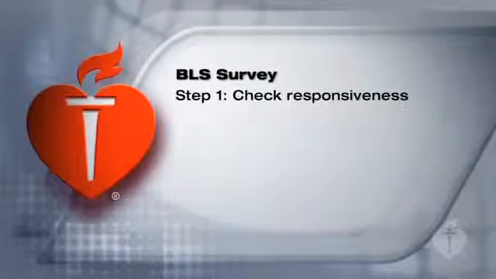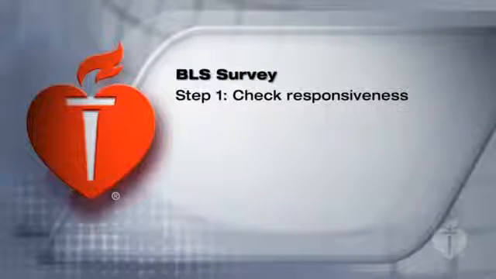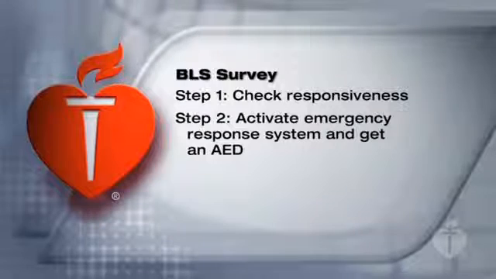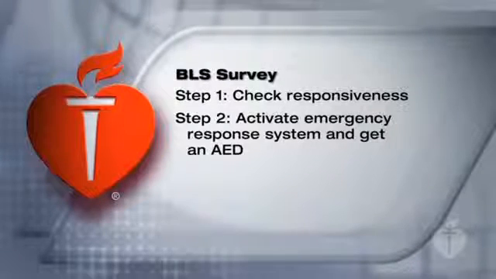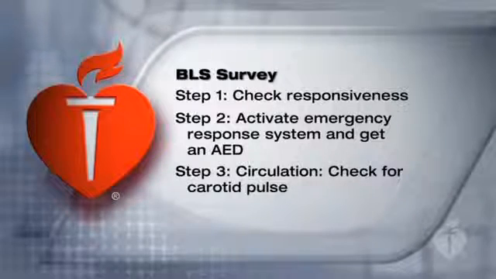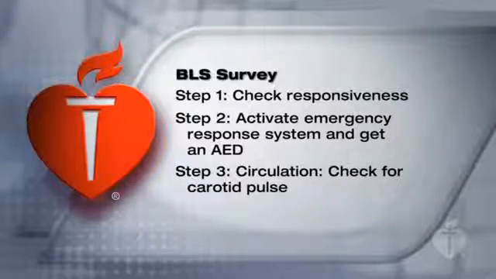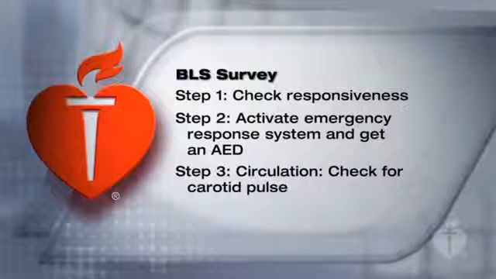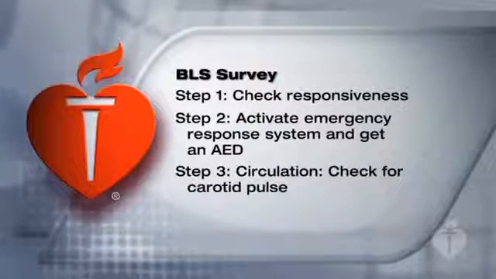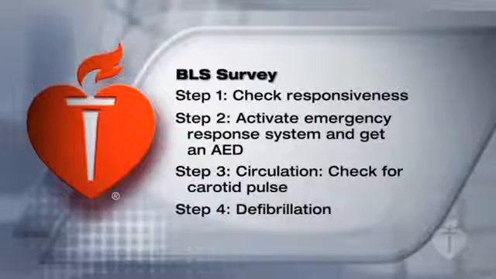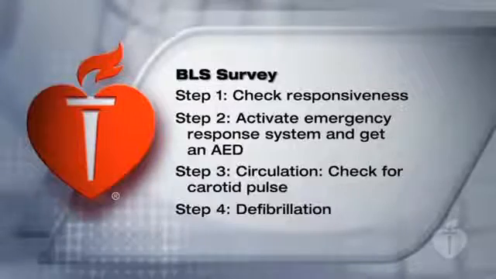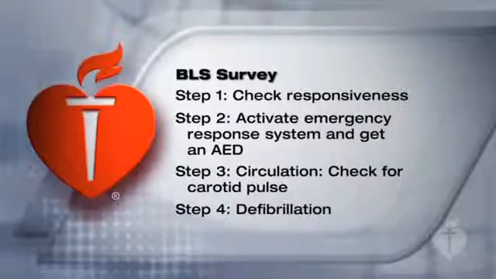Step 1. Check responsiveness. Tap and shout and scan the chest for movement. Step 2. Activate the emergency response system and get an AED. Step 3. Circulation. Check for a carotid pulse. If you cannot feel a pulse within 10 seconds, support circulation by giving cycles of 30 chest compressions followed by 2 ventilations. Step 4. Defibrillation. As soon as possible, connect an AED or defibrillator and, if indicated, deliver a shock.